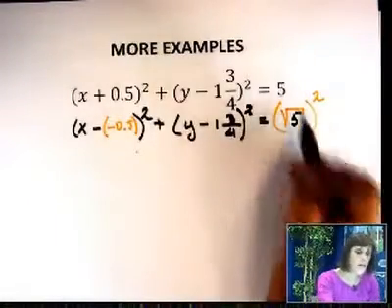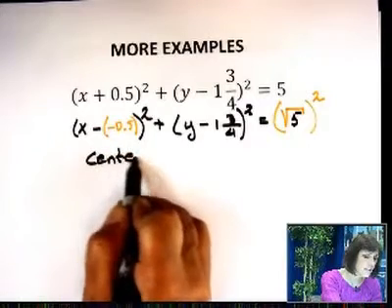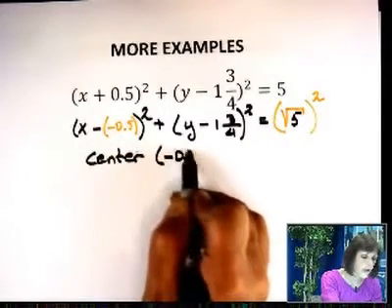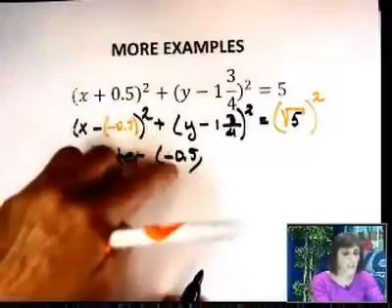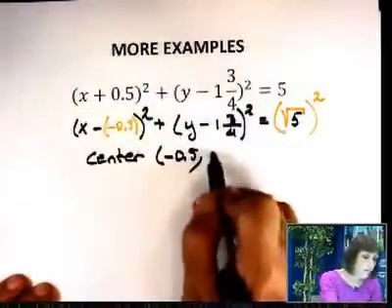Here we go. What is my center? The center is at negative 0.5. It was positive, now it's negative. And this is negative, so it's going to be positive 1 3/4.